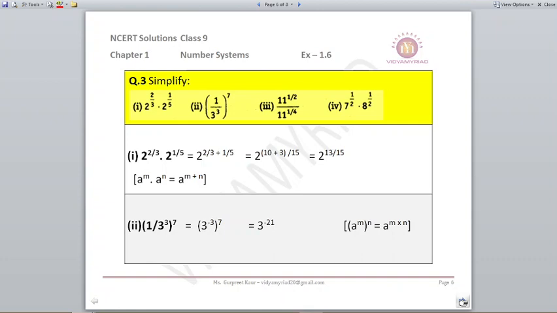Second part, 1 upon 3 cube the whole raised to power 7. So 1 upon 3 cube can be rewritten as 3 raised to power minus 3. I can take its reciprocal and the power will become negative. So minus 3 the whole raised to 7 becomes 3 raised to power minus 21, because we know that in this case, when we have two powers in the bracket form, we multiply those powers. So 3 raised to power minus 3 multiplied by 7 gives me 3 raised to power minus 21.